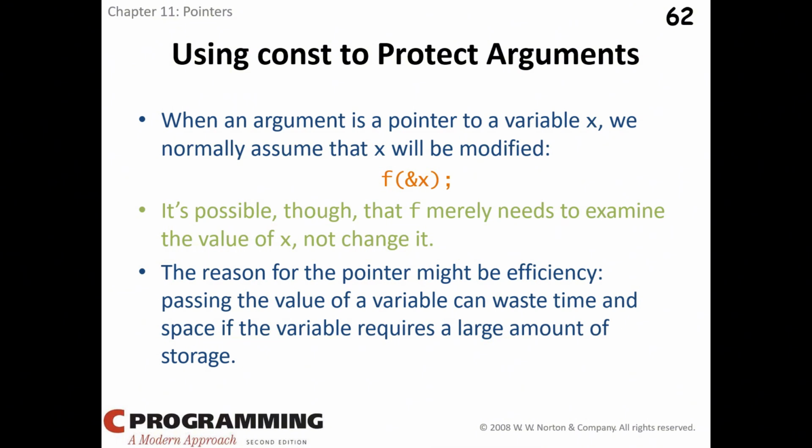However, there are situations where the function f only needs to read the value of x without modifying it. In such cases, passing the address of x might seem unnecessary or even inefficient, especially if x requires a large amount of memory. To address this, we can use the const keyword, or constant keyword, in the function prototype to indicate that the function will not modify the value of the argument.